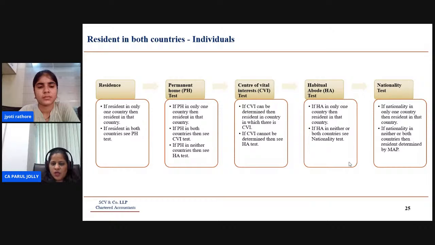Suppose both the countries are his habitual abode, or maybe none of the countries is the habitual abode. Then we'll see the nationality test, and he will be considered resident of the state of which he is a national. And if he is a national of neither or both of the countries, then one has to resort to MAP, the mutual agreement procedure, where the competent authority determines the residential status. So this is for individuals.